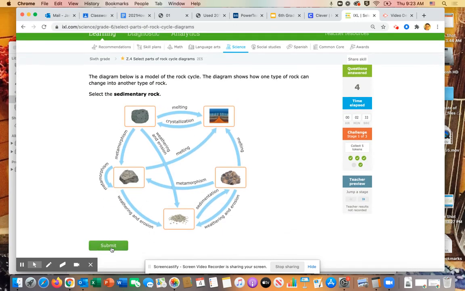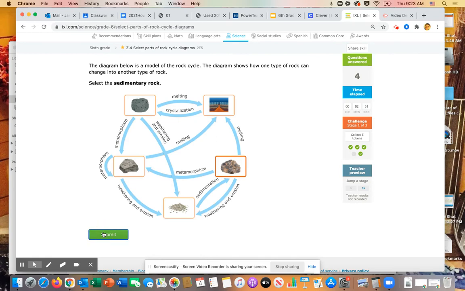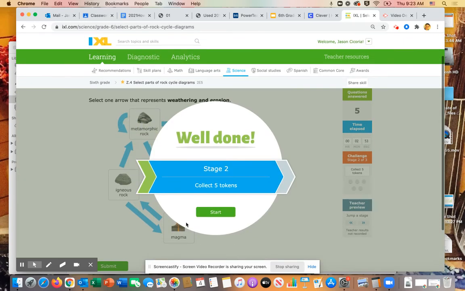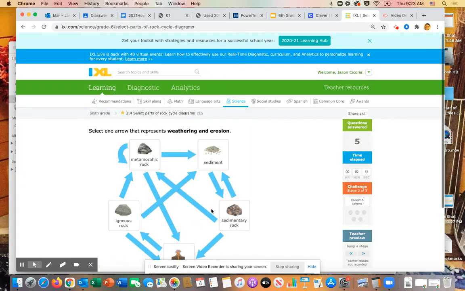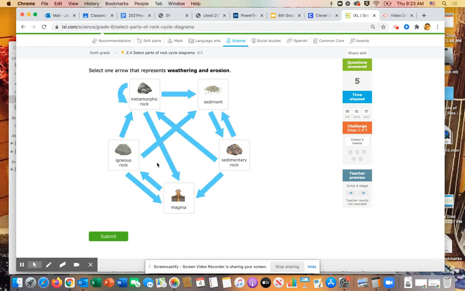All right. Now we're looking for sedimentary rock. So we're looking for that sedimentation arrow. Sedimentation causes sedimentary rock. Okay. Do we see sedimentation anywhere else? Double check. No. Okay. Well done. Now, just like the last round, I'm going to miss one on purpose here.